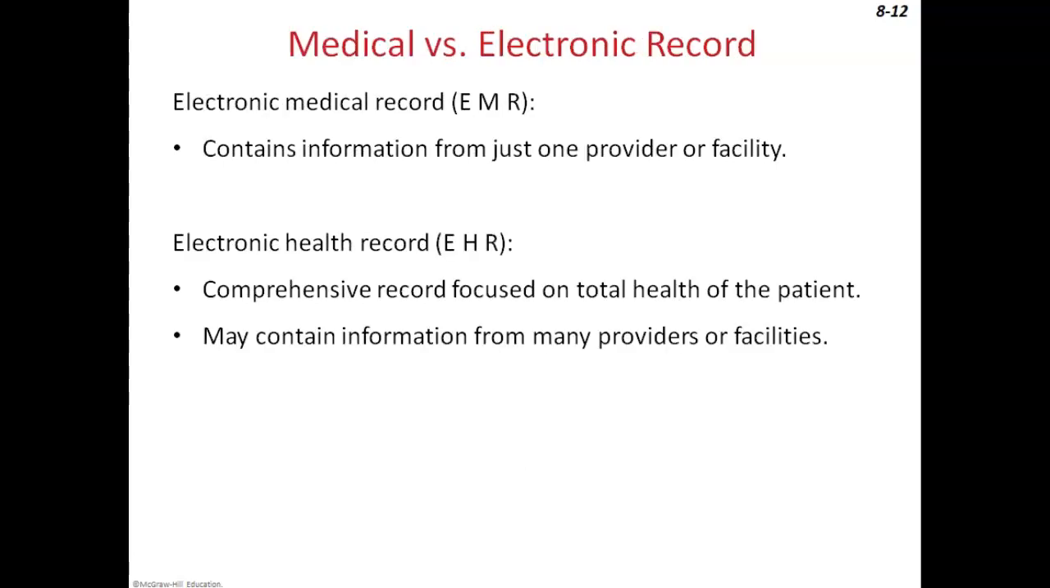PHI usually consists of either an electronic medical record, an EMR, or an electronic health record, an EHR. An electronic medical record contains information from just one provider or facility, whereas an electronic health record is a comprehensive record focused on the total health of that patient. It usually contains information from many providers or facilities and is more of a data set from birth till death of that patient.